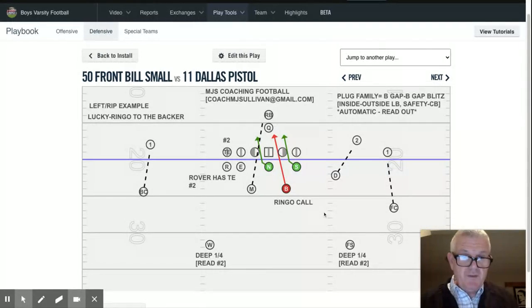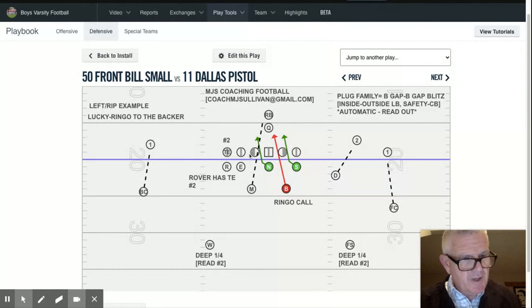Okay, so the plug family, we teach the nose which of the plugs they go to or away from the call. And then the defensive ends, what we tell them, maybe not so obvious: if you're on the side of the Lucky Ringo, you're in the blitz. So in this case, it's a Ringo, therefore the stud, who's always on the right, knows he's in the blitz. The nose understands B, the backer's in the A gap to the call, so you have to go away from the call.